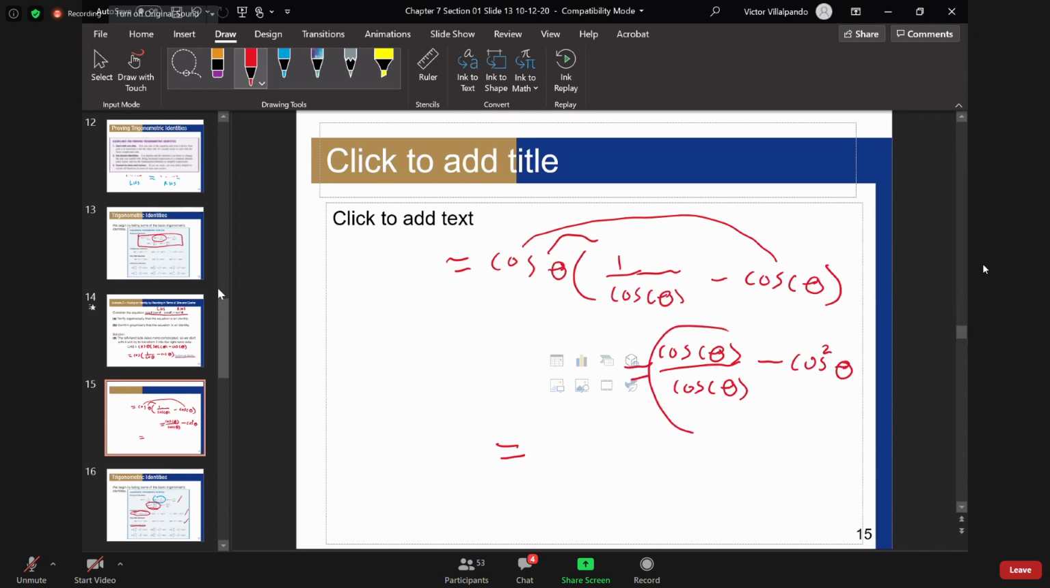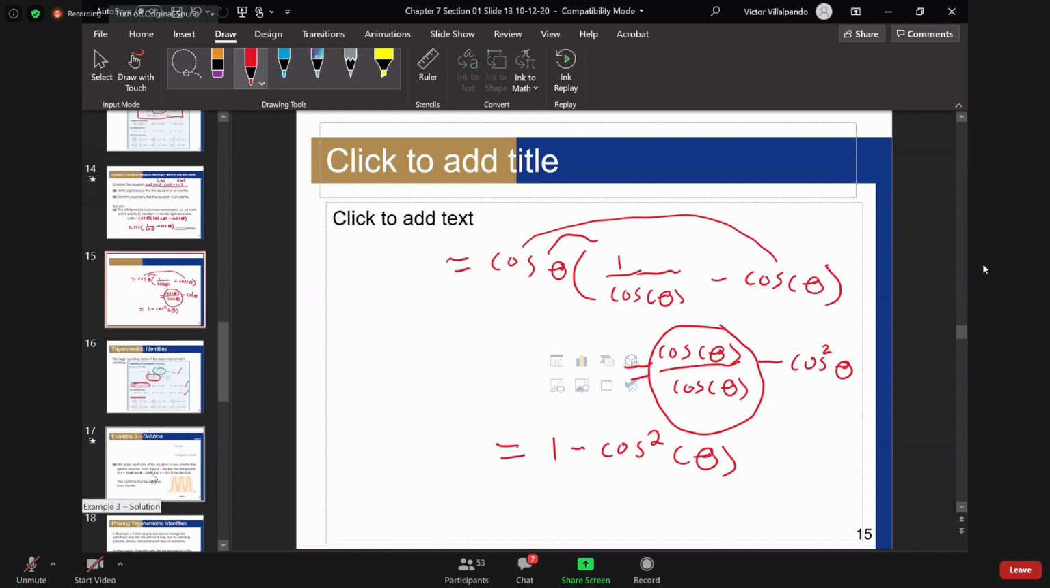What do you notice about right here? Cosine over cosine. What do you think that's going to equal? Cosine divided by cosine is 1, right? The loneliest number. Have you heard that song before? So it's the same thing: we have something divided by the same thing. So we have 1 minus cosine squared of theta.